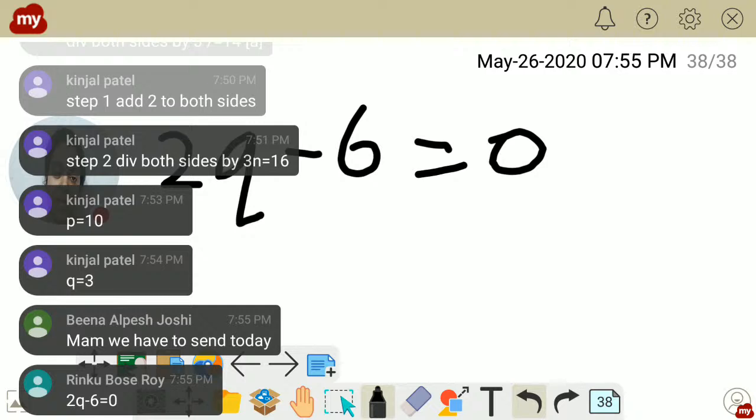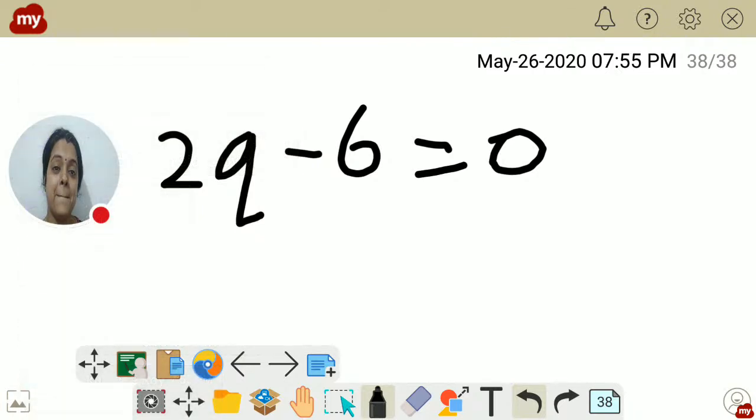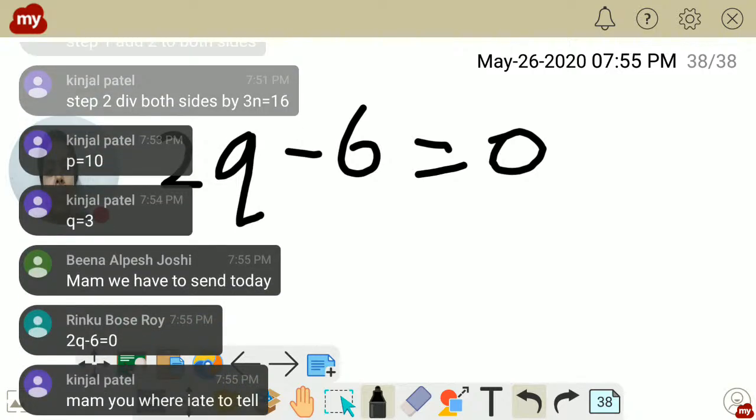First step is that. Very good. 2q minus 6 is equal to 0. Which is the second step? First step I got. Very good. Which is the second step?